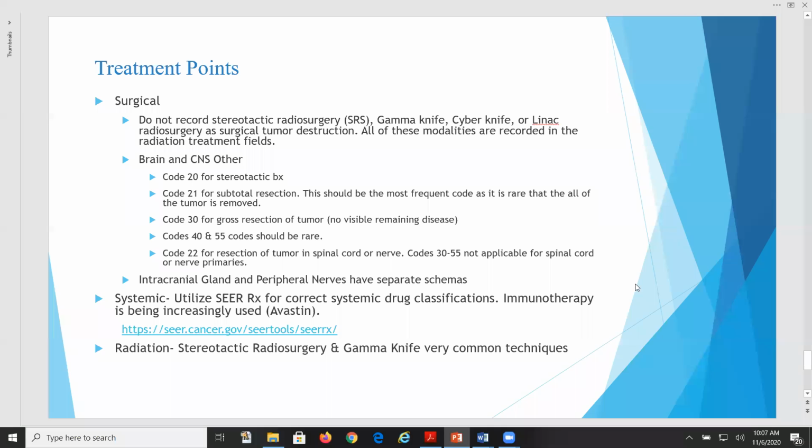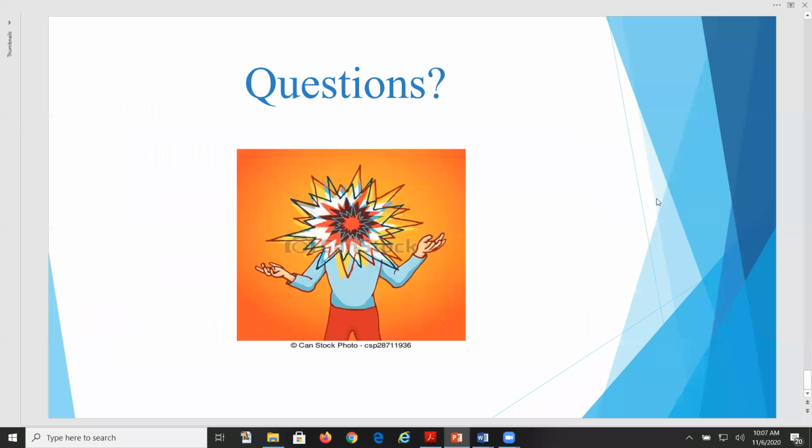for those sites. For our systemic therapy, be sure you are utilizing SEER RX for your correct systemic drug classifications. Immunotherapy is being increasingly used. And I've provided the link here to SEER RX, which is also available on the SEER website. For radiation, stereotactic radiosurgery and gamma knife are very common techniques.